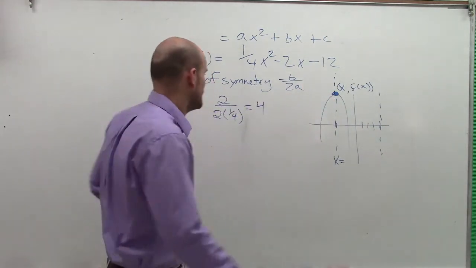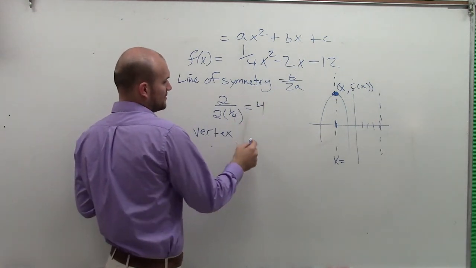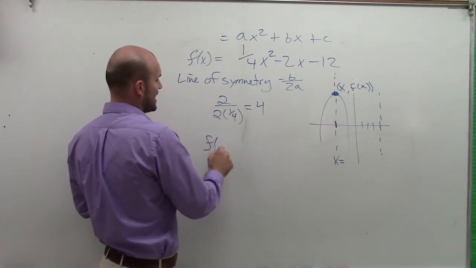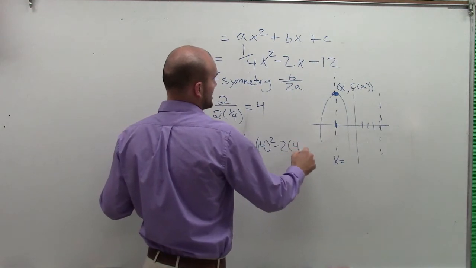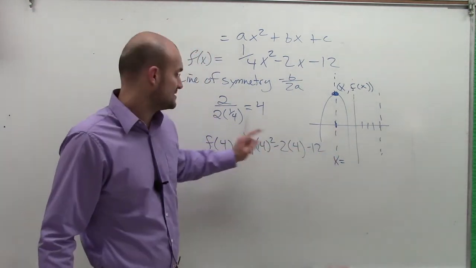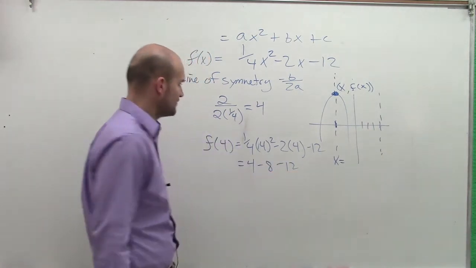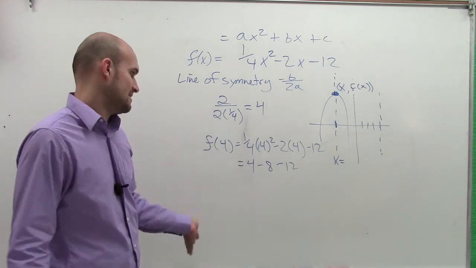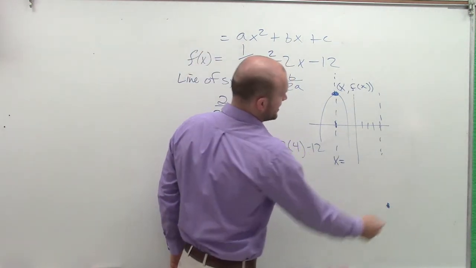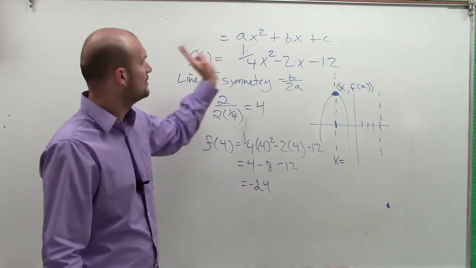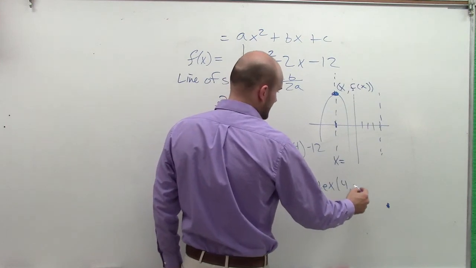Now, to find the y-coordinate, I'm going to take the vertex and plug the value of my x into my function. I'll show you the formulas in a second. So I'm going to do f of 4 equals 1/4 times 4 squared minus 2 times 4 minus 12. So 4 squared is 16 times 1/4 is 4. Negative 2 times 4 is negative 8, minus 12. Therefore 4 minus 8 is negative 4, and negative 4 minus 12 is negative 16. So our vertex would be somewhere way down there. You can see our vertex now is 4, comma, negative 16.